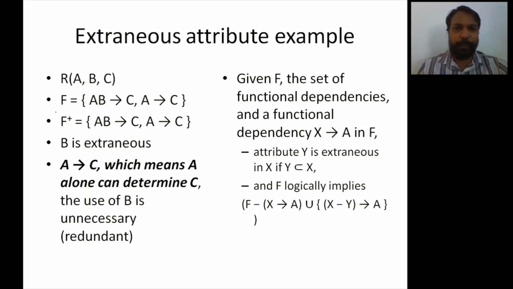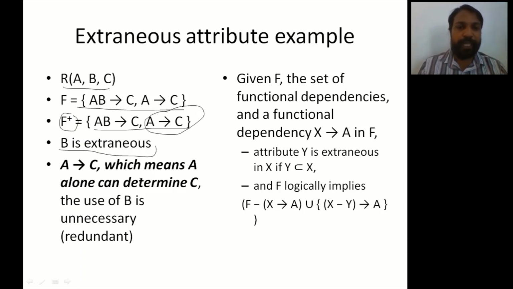So we will see a simple example. We have a relation ABC and we have functional dependencies AB to C and A to C. Then if we take the closure of F we will get AB to C and A to C. There is no other functional dependency which can be derived from these functional dependencies. Here B is extraneous because A to C means A alone can determine C. So here the functional dependency AB to C is there, but there is another functional dependency A to C. Here C is determined alone by A. So here B is actually an extraneous attribute. So we can remove this B attribute and we will get A to C.